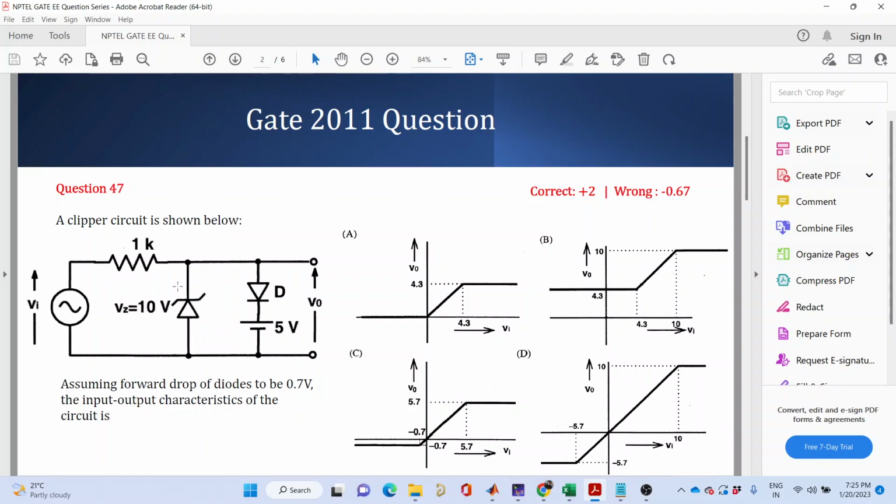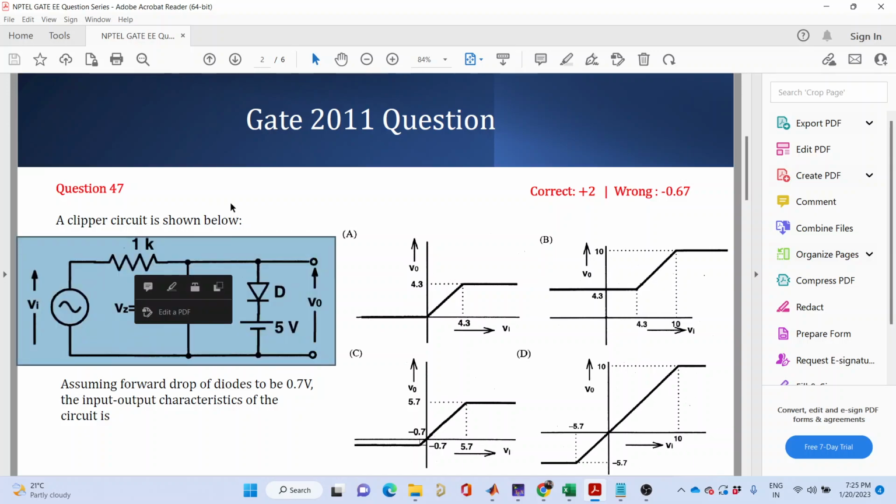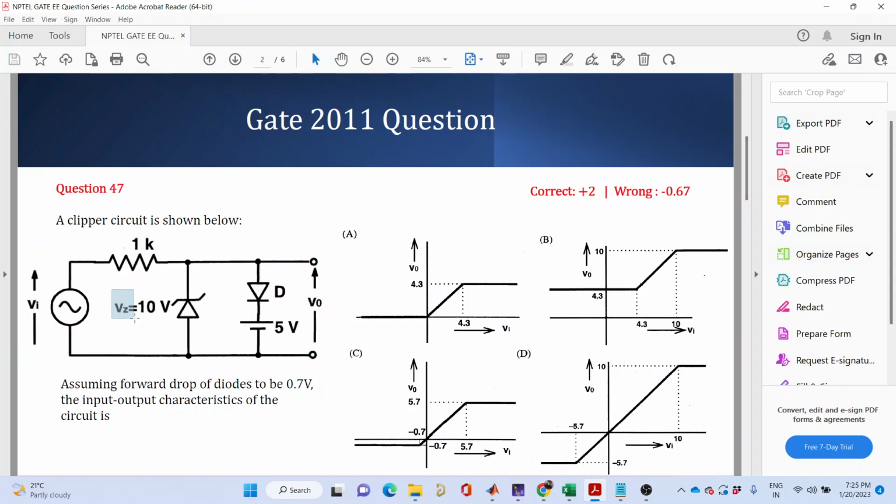Yes, sir. So, what would happen to the zener diode? So, it can conduct in both the directions. Sir. Will it conduct or no? How do you model a zener diode? Will it always provide 10 volt across these terminals? No, sir, not when conduct.